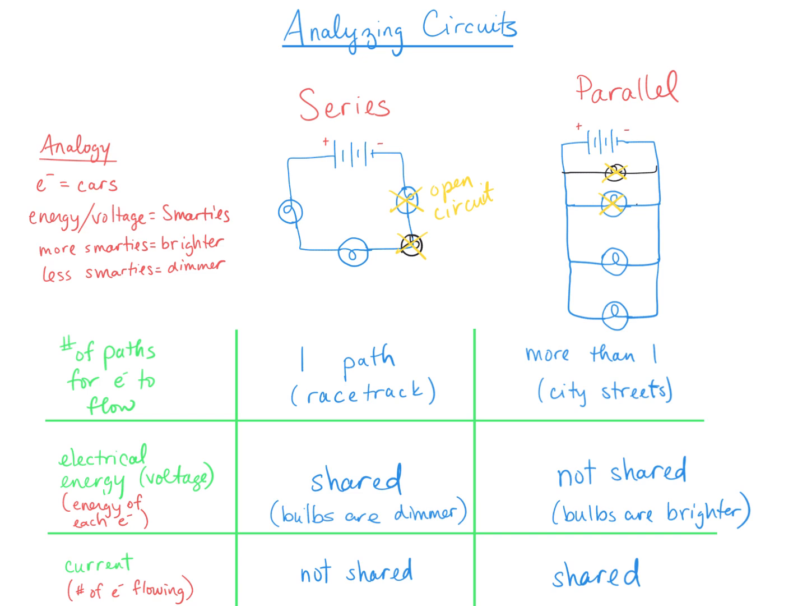So if you remove light bulbs or loads from a parallel circuit, you're not going to change the brightness of these other ones. They're still going to be glowing and still going to be as bright as they were before. But if you remove a load from series, so if you essentially open the circuit, then these bulbs turn off.